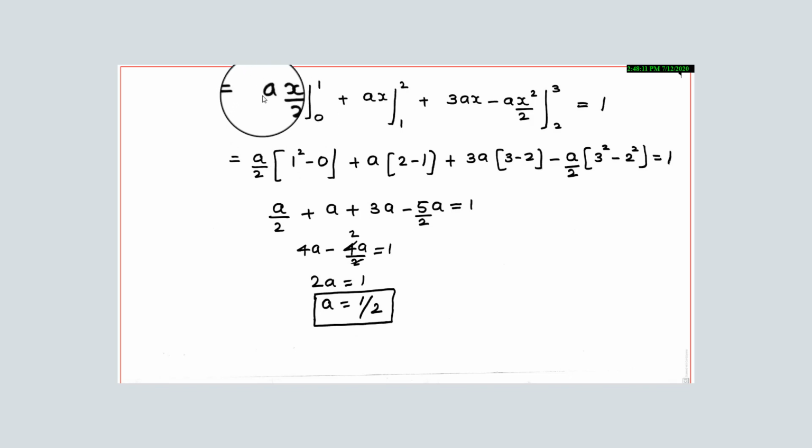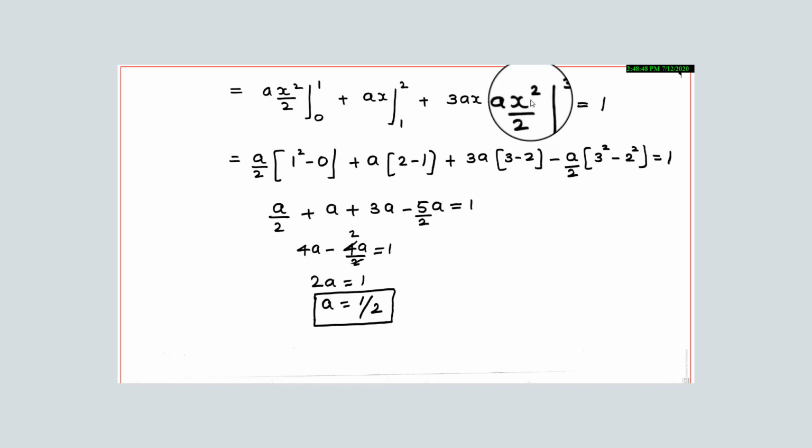I'll first take out the constant a outside and the constant 2 outside. So a by 2 I have written outside. When I substitute the upper limit in x, I'll get 1 square minus the lower limit 0, plus a I'm taking outside. Substituting the limits in x, I'll get upper limit 2, lower limit minus 1, plus 3a is a constant term I'm taking outside. In x I'm substituting my upper limit as 3, lower limit as 2. So I'll be getting 3 minus 2, minus a by 2, the constant term I have taken outside.